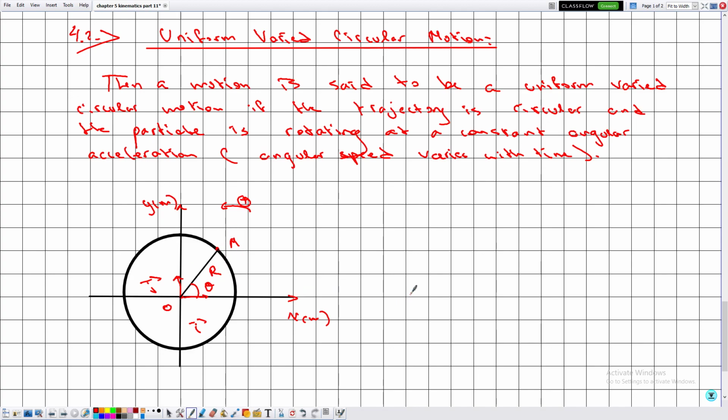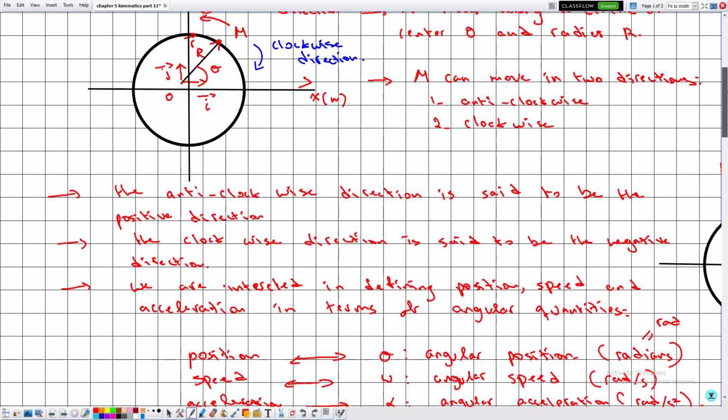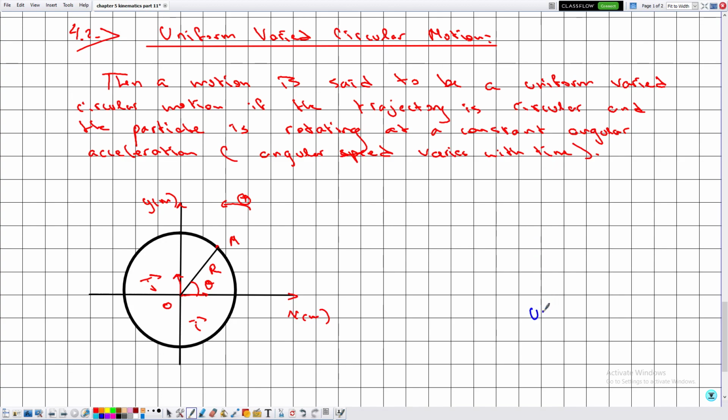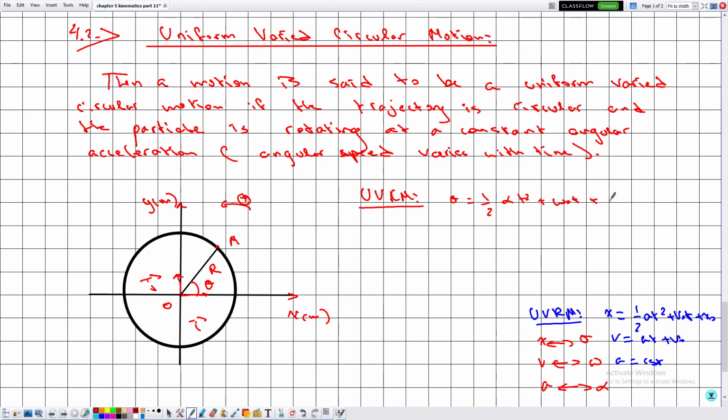Now we need to identify this type of motion using equations. Recall that in the case of UVRM, we have that x is equal to half a t square plus v0 t plus x0, v is equal to at plus v0, and the acceleration is equal to a constant. Now in the case of UVCM, we can deduce the equations by comparing with these equations. We know that acceleration is compared with alpha, speed is compared with omega, position is compared with theta. So in this case, theta is equal to half alpha t square plus omega 0 t plus theta 0.